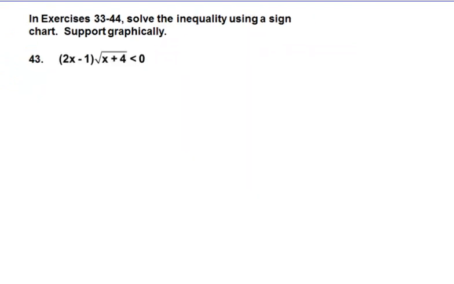Okay, next, 43. We have the square root of quantity 2x minus 1, well, quantity 2x minus 1 times the square root of quantity x plus 4 is less than 0. So again, if we set this equal to 0, we would find out. So we have 2x minus 1 times quantity square root of x plus 4 is equal to 0.